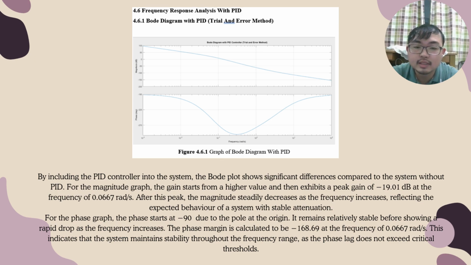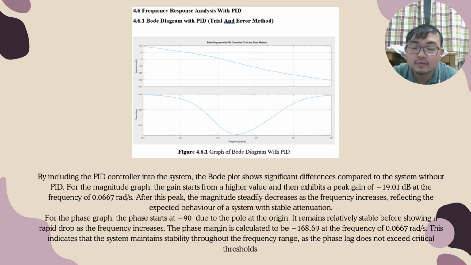Now is part 4.6, frequency response analysis with PID. 4.6.1 is a Bode diagram with PID. By including the PID controller in the system, the Bode plot shows significant differences compared to the system without PID. For the magnitude graph, the gain starts from a higher value and then exhibits a peak value of negative 19.01 dB at a frequency of 0.0667 radian per second. After this peak, the magnitude steadily decreases as the frequency increases, reflecting the expected behavior of a system with stable attenuation.